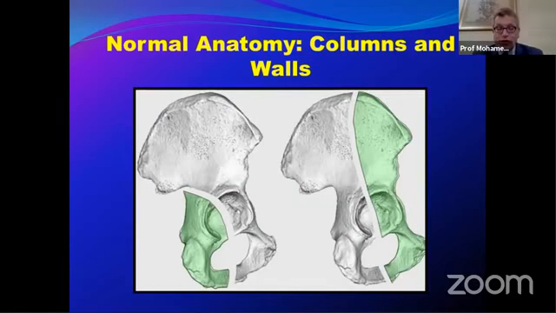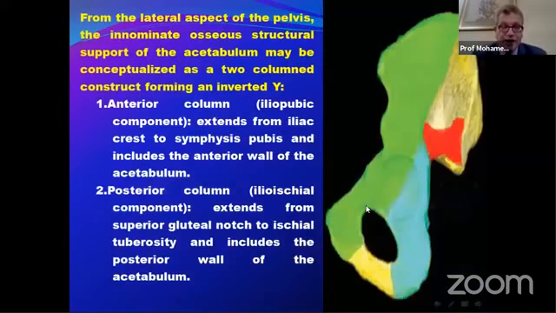The normal anatomy of the acetabulum has columns and walls. This is the anterior column and this is the posterior column. Walls: this is the anterior wall and this is the posterior wall. From the lateral aspect of the pelvis, the innominate osseous structural support of the acetabulum may be classified as a two-column construct forming an inverted Y shape. The anterior column, how do we identify the anterior column?